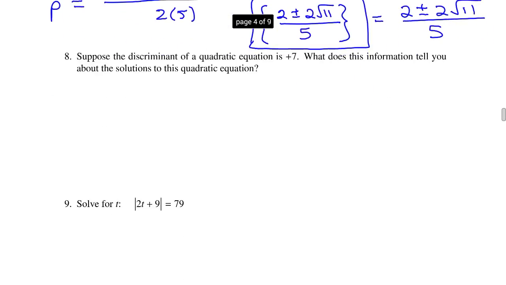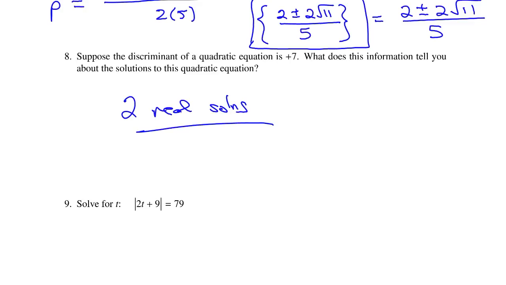Question 8. Suppose the discriminant of a quadratic equation is positive 7. What does this information tell you about the solutions to this quadratic equation? Well, we had this chart in class that said if the discriminant was positive, it's this, if it's 0, it's that, and if it's negative, it's this other thing. When the discriminant is positive, that means we have 2 real solutions. And that's it.